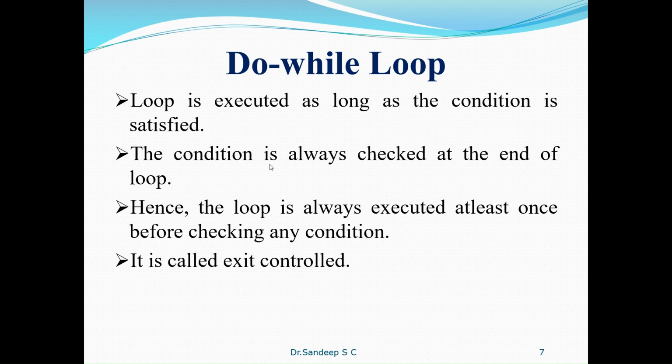In the while loop, first we check the condition. Only if the condition is satisfied, the statements will be executed. Whereas in do while, the statements will be executed at least once and then the condition will be checked. Based on the output of that condition, it will decide whether the loop should be continued or terminated. So it is called an exit controlled loop. So the while loop is entry controlled and do while is exit controlled. That's the difference between while and do while.